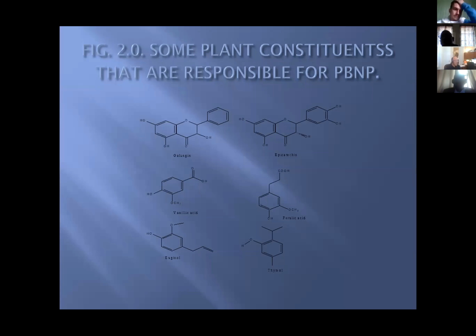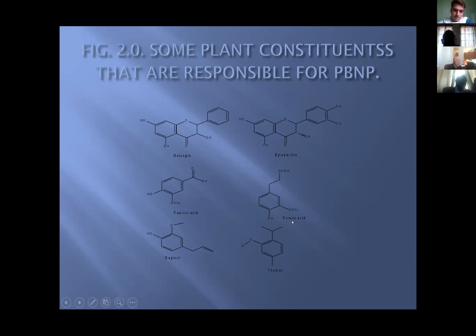Now, it's beyond the scope of this presentation to present to you all the structures of these natural products. These are some of them. Most are phenolic in nature, and they act as reducing agent. We see galangin, epicatechin. Look at these structures. Vanillic acid, they're all phenolic in nature. They have the oxygen donating electrons there.